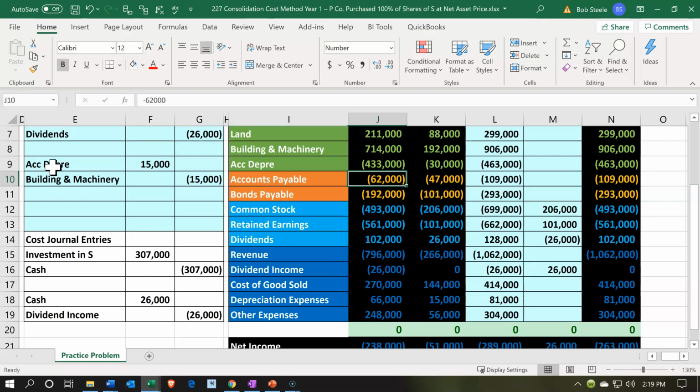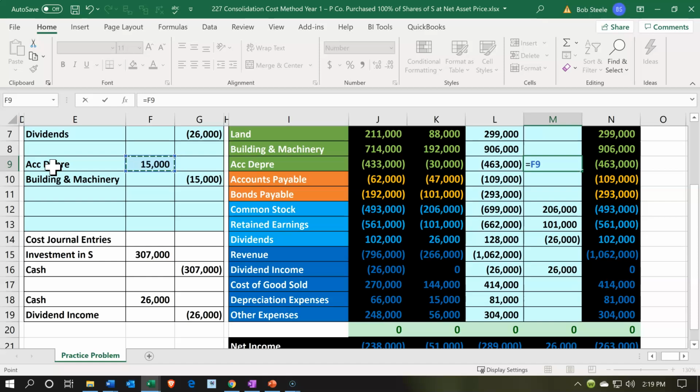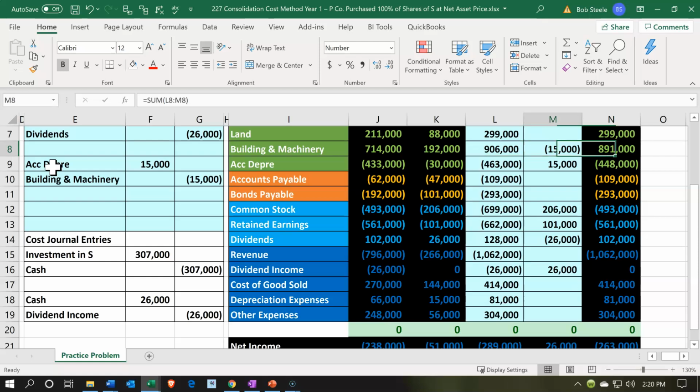Accumulated depreciation here. If I go into M9 and say equals, we're going to be picking up that accumulated depreciation, and then the book value. I'll pick up the book value, which is a credit. I'm sorry, the book value, the building and the machinery, the property, plant, and equipment. So the property, plant, and equipment went down by the amount that was in accumulated depreciation as of the point in time that the purchase took place, which was the beginning of the year, which we can back into and figure out given the fact that at the end of the year, we had accumulated depreciation of the 30,000.